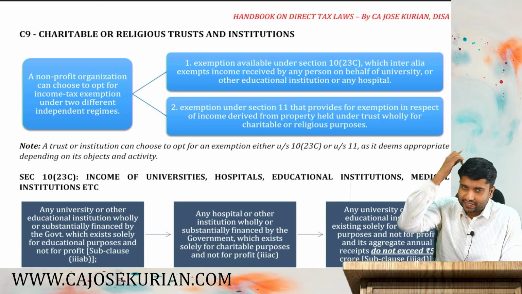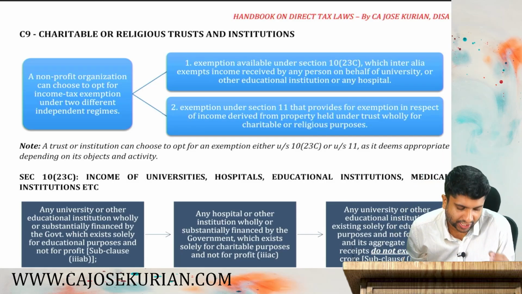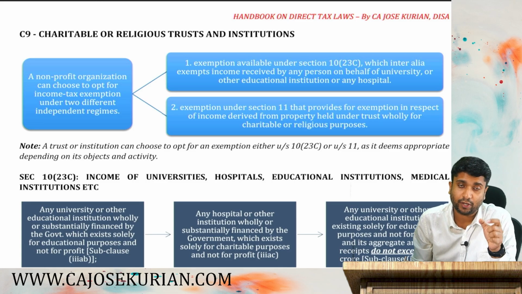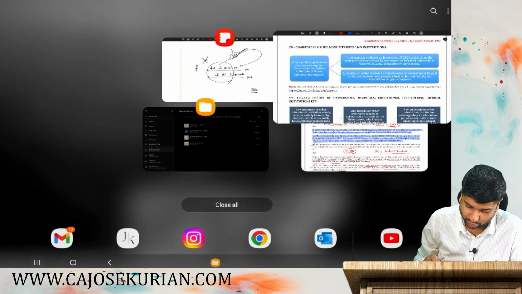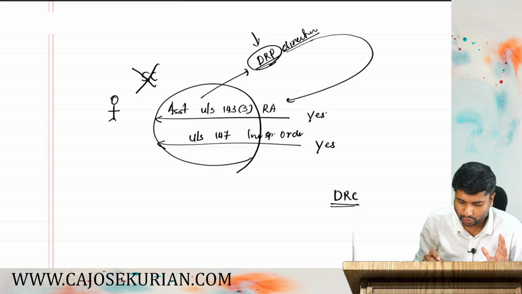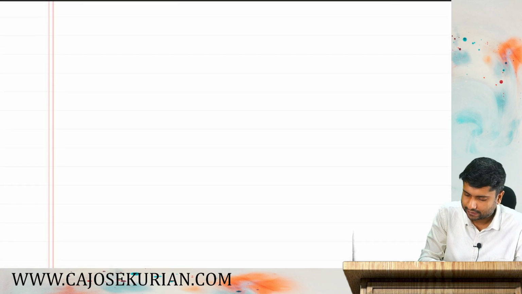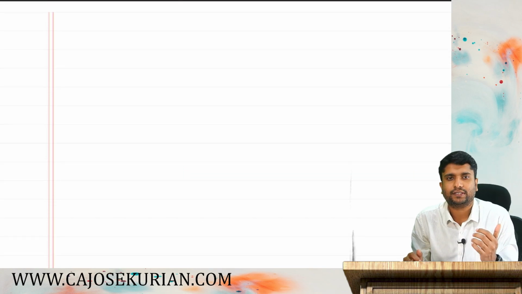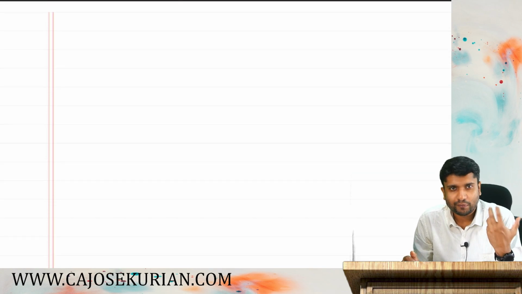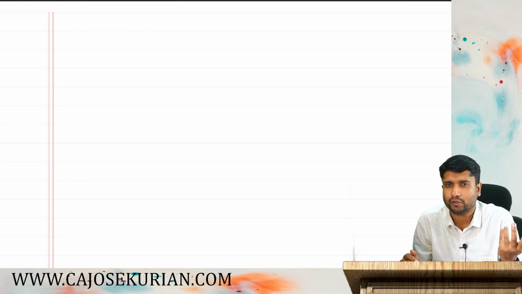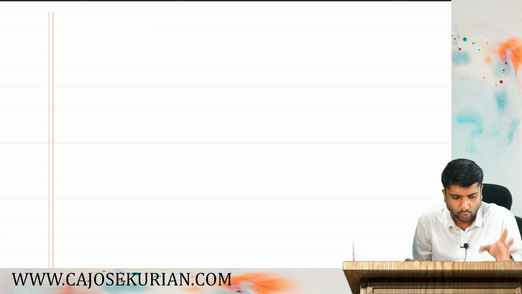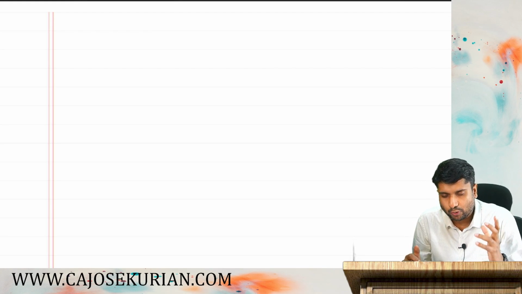So today we will be discussing the important things in the chapter assessment of charitable or religious trust and institutions. Okay, so first of all, the first thing that you should know in this chapter is that you can expect either a theory question or a numerical question. Normally they used to ask numerical questions, but for the past 3 or 4 attempts, they keep on asking theory questions. So what I'll do is I'll make you understand how to solve a numerical question so that you will learn the theory as well along with that.